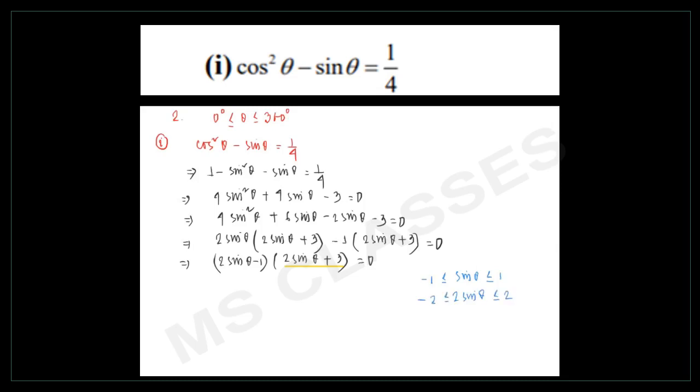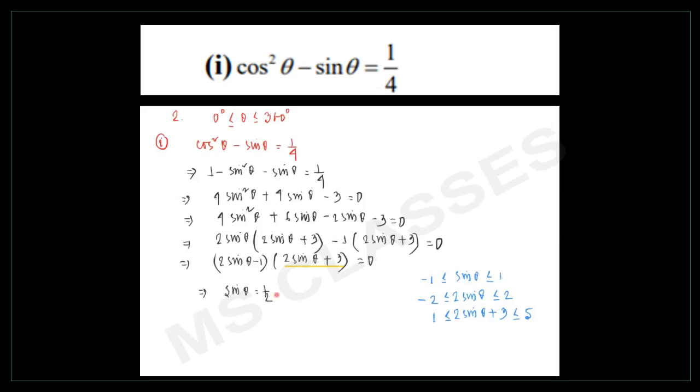Now we add 3 throughout. So 2 sin theta plus 3 is lying from 1 to 5. So no question of 0. There is no chance of getting 0 here. So only this can be equal to 0. So that means sin theta equal to half.